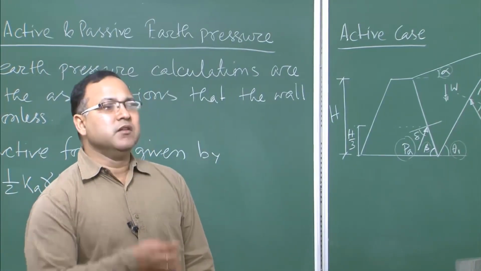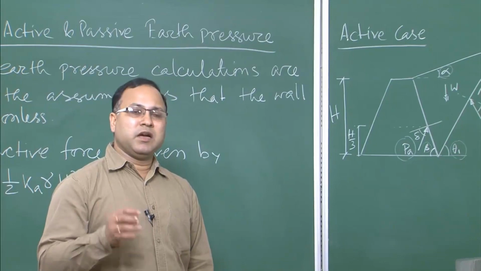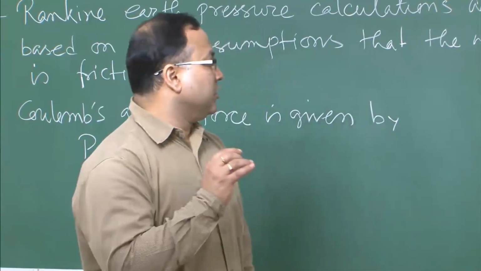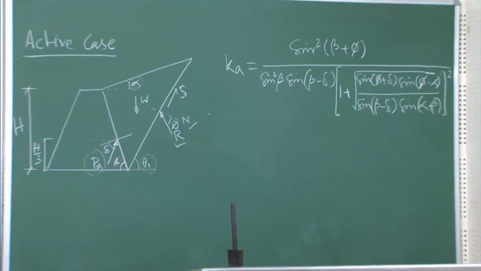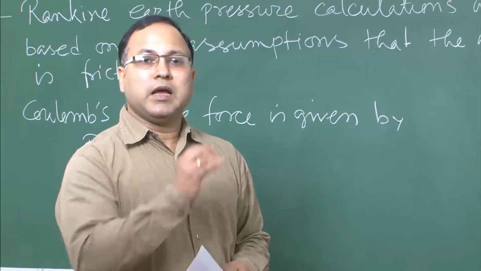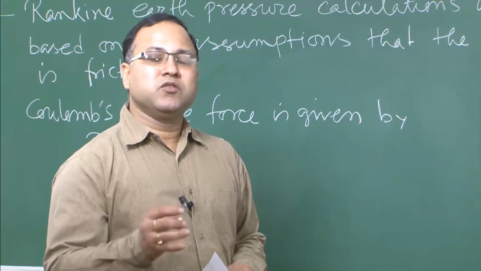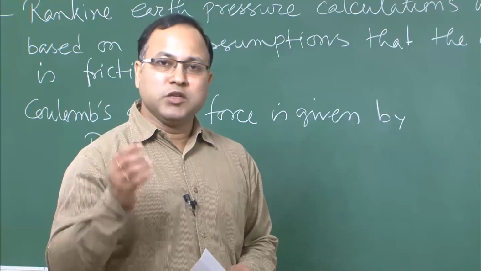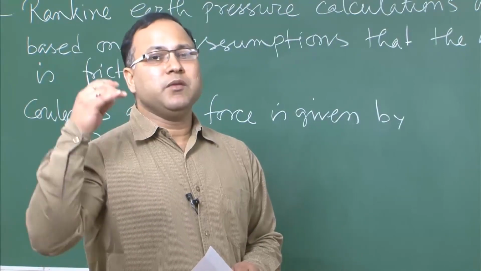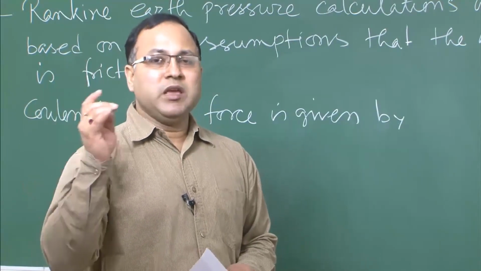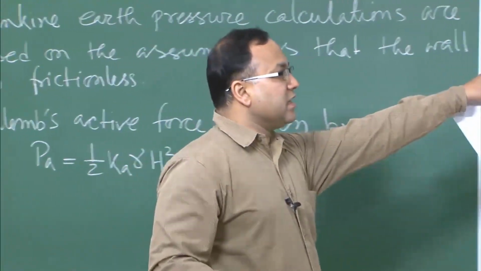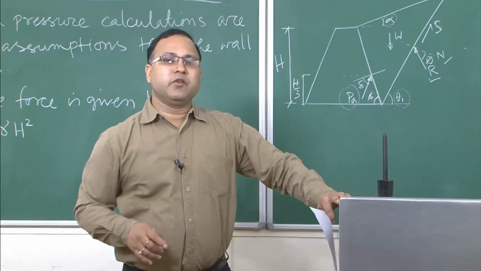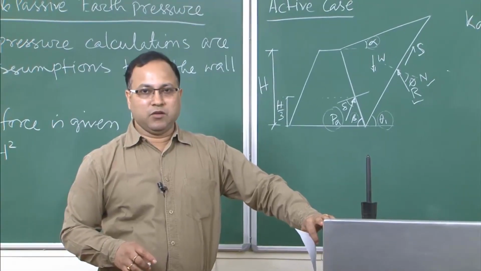So, delta could be 2/3 of phi, 1/3 of phi. Generally, it has been seen that it is 2/3 of phi, right. If it were a soil-soil interface, then of course it would be phi. But as it is the wall and soil interface, delta will be less than phi, or at maximum it can go up to phi. So, delta could be 0 and it could be at most phi. If delta becomes 0, you will see this expression is the same as the one you have just got from Rankine's analysis. Okay.